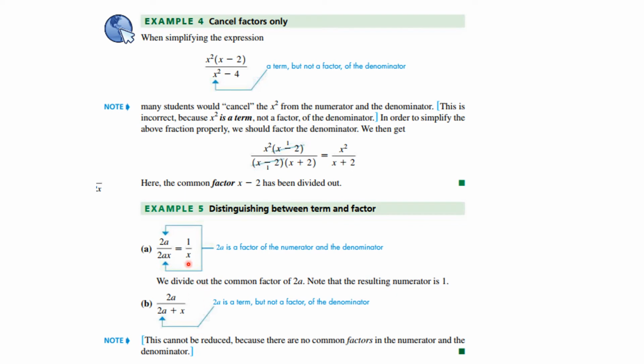Now in this problem, it is okay to cancel the 2 a's because everything is in fact fully factored form, and we're only canceling factors. But over here we have 2a over 2a plus x. In the numerator it is a factor, but in the denominator it is a term. It cannot be factored. This cannot be simplified further.